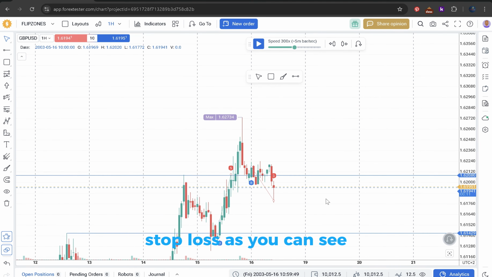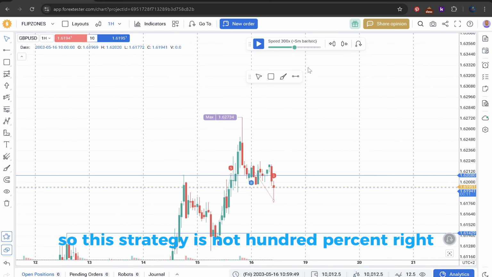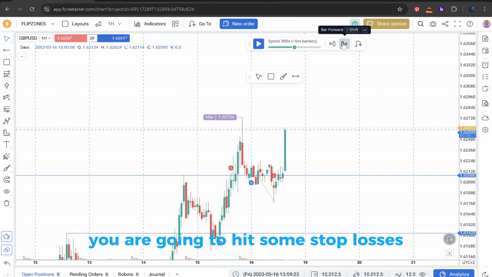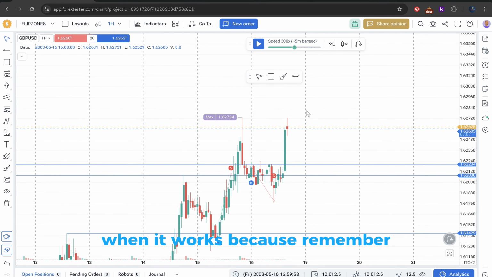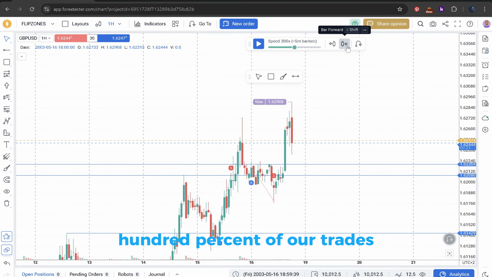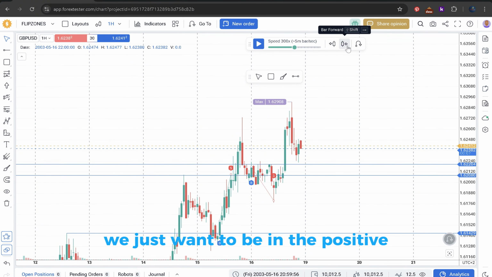So this strategy is not 100%, right? You are going to hit some stop losses, but what I'm saying, guys, is this strategy can literally pay your bills when it works, because remember, we are not looking to win 100% of our trades. We just want to be in the positive. So this is how it's moving.